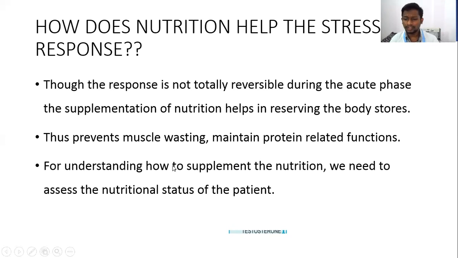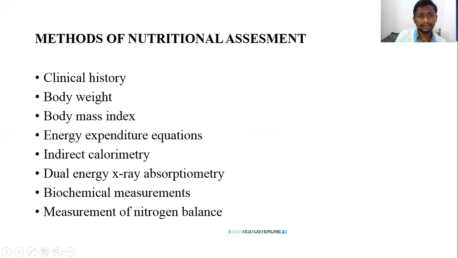Now, for understanding how to supplement the nutrition, we need to assess the nutrition status of the patient. For methods of nutritional assessment, these are the subheadings, and I'm not going to go deep into it. There will be another class on nutrition assessment, but for the basic things, through a history, asking how his oral intake is, if he has lost weight and all, you can know if there is any decreased nutritional intake or malnutrition, the body weight, the body mass index, energy expenditure equations. These are all high level, but it's okay.